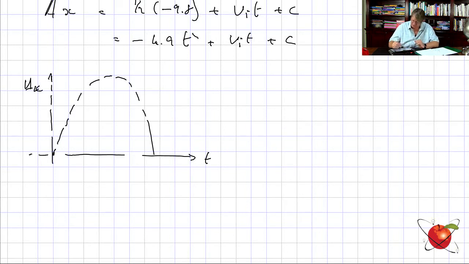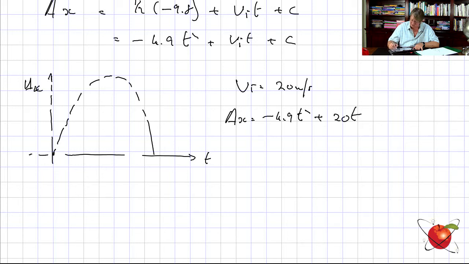So we're going up and we've said that, let's say v initial is equal to 20 meters per second, all right? And therefore, let's have a look. Delta x is equal to minus 4.9 t squared plus 20 t plus c, which is 0 in this case, right? C is equal to 0. Let's just solve it conventionally first, okay?